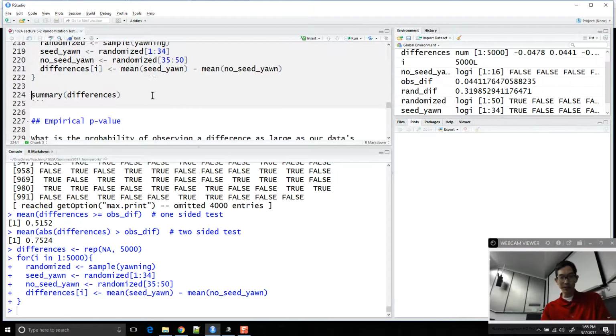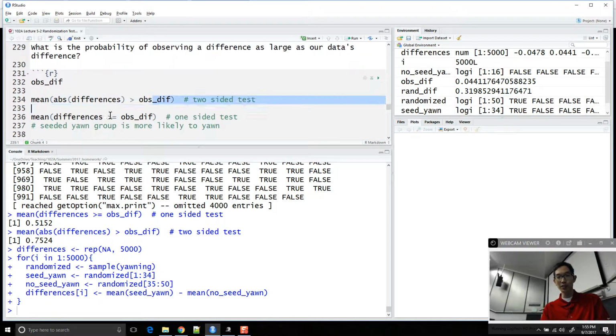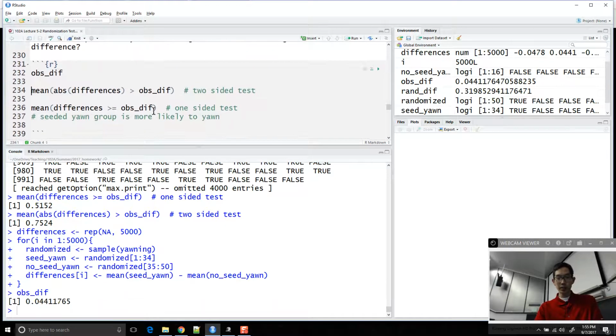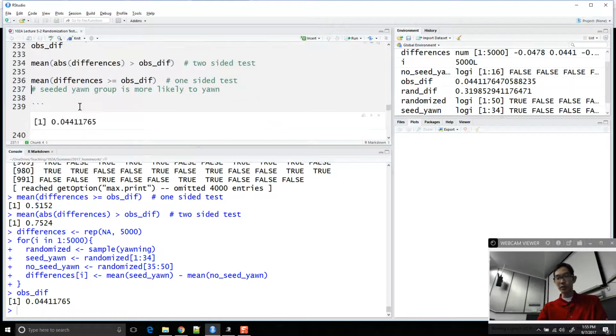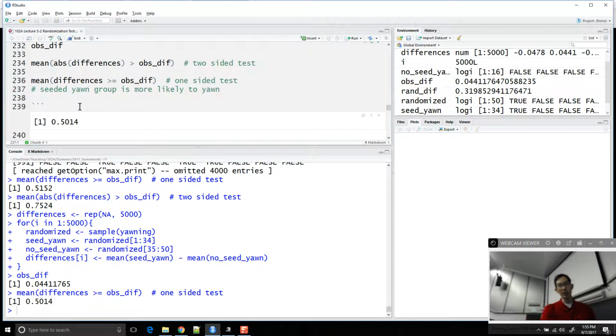And I could say, okay, well, maybe that was just a weird 5,000 sample. So we could try another 5,000. You can do even more. Again, keep in mind, we observed a difference of 4 percentage points. And still, it's something around 50%.